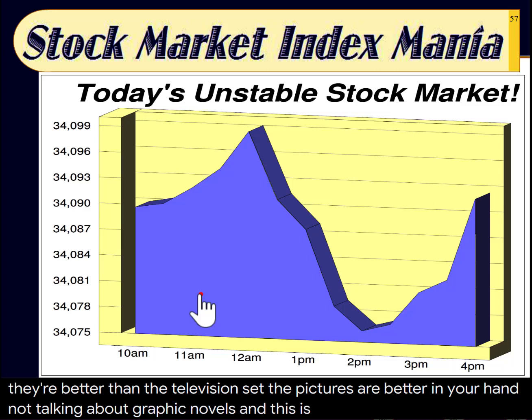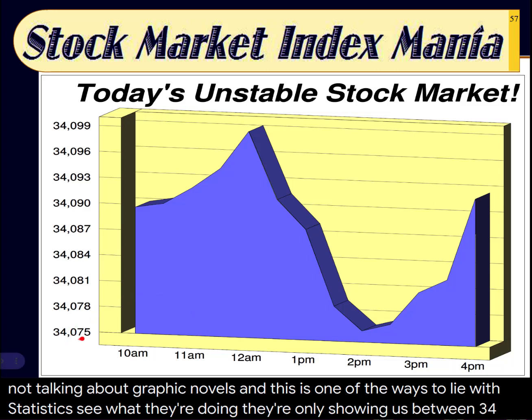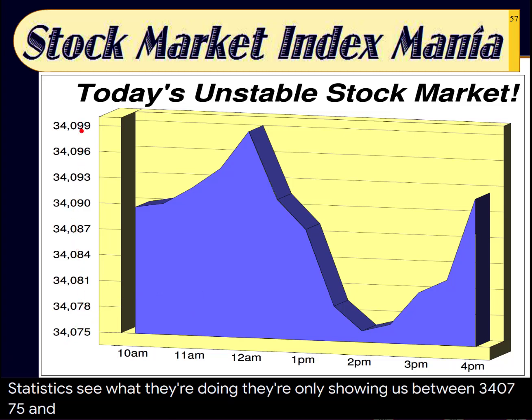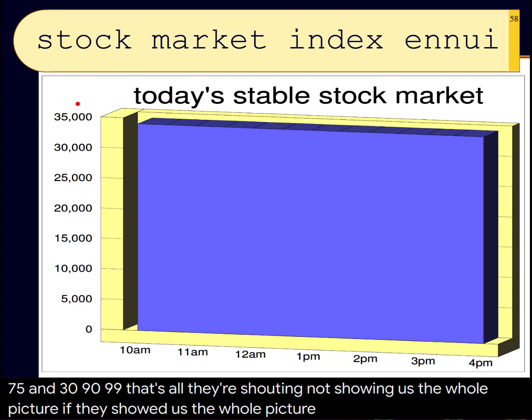And this is one of the ways to lie with statistics. See what they're doing? They're only showing us between 34,075 and 39,099. That's all they're showing. Not showing us the whole picture. If they showed us the whole picture, this is what it would look like.